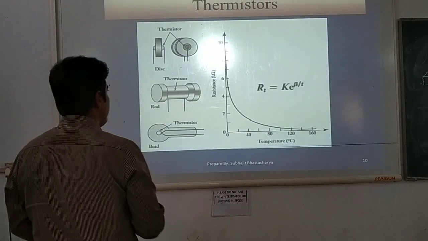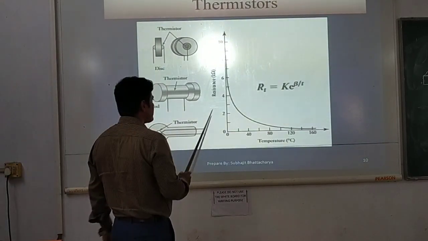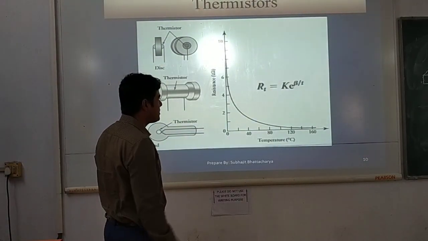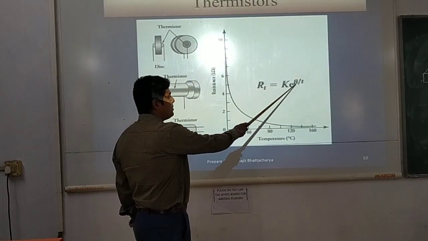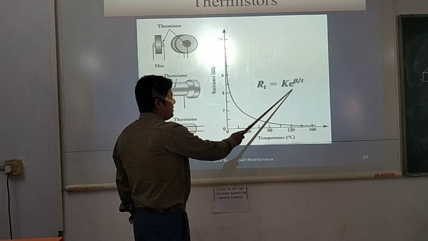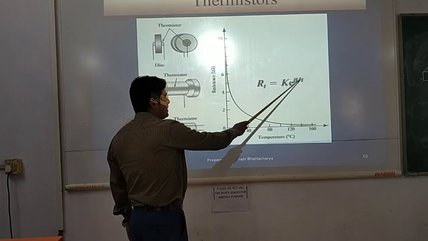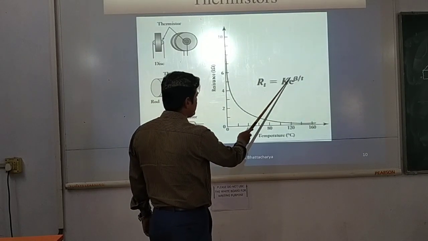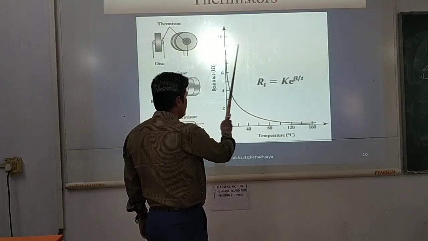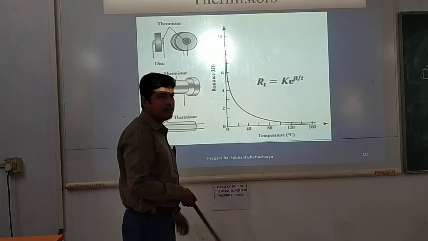And for thermistors, this is the relation of resistance with temperature. RT is equal to A e to the power beta by T. There is some mistake in the exponential; there should be a negative quantity. It is decreasing.